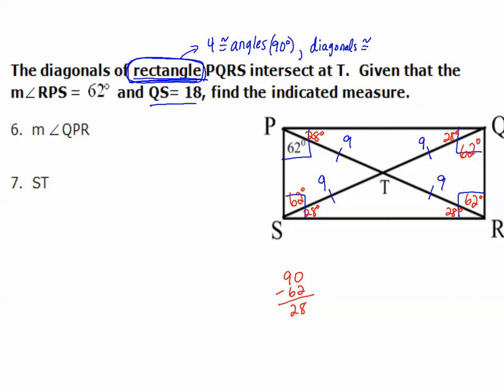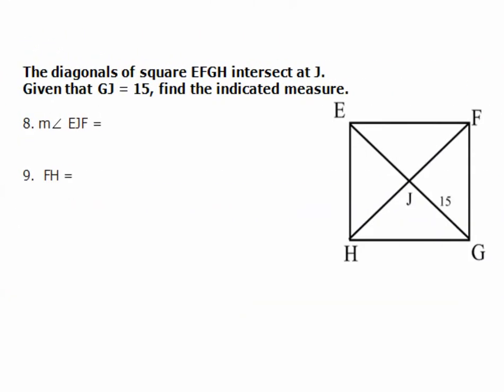Let's go ahead and see what we're asked to find. Measure of angle QPR. Q over to P, down to R. Well, guess what? We already found it, 28 degrees. How about ST? ST is right here. Well, guess what? We already marked it. 9. So much easier when you mark everything you know in the picture. But the hard part is memorizing all that stuff. You can do it. Let's look at one more scenario.